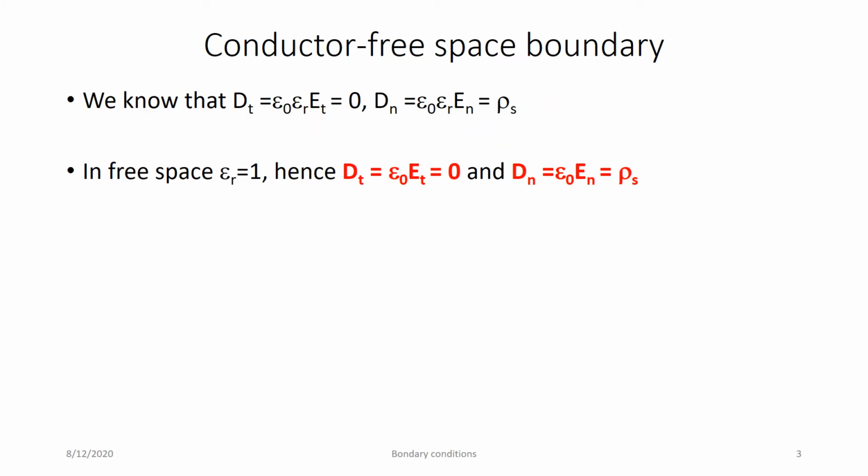So again we have written the equations for the conductor free space boundary. The tangential component Dt is equal to epsilon 0 epsilon r Et, that is equal to 0, and the normal component Dn is equal to epsilon 0 epsilon r En, that is equal to rho s. In free space epsilon r is equal to 1, hence from the previous equation we get Dt equal to epsilon 0 Et, that is equal to 0, and Dn equal to epsilon 0 En, that is equal to rho s. So these are the conditions written in red.